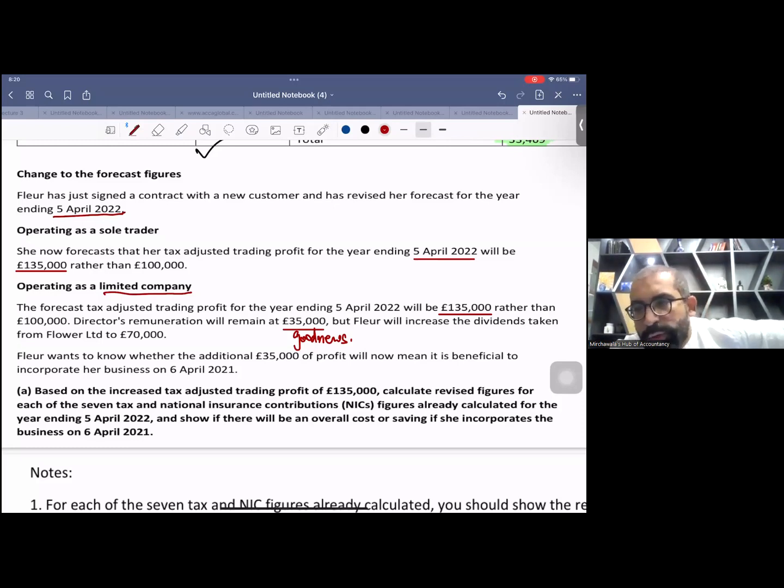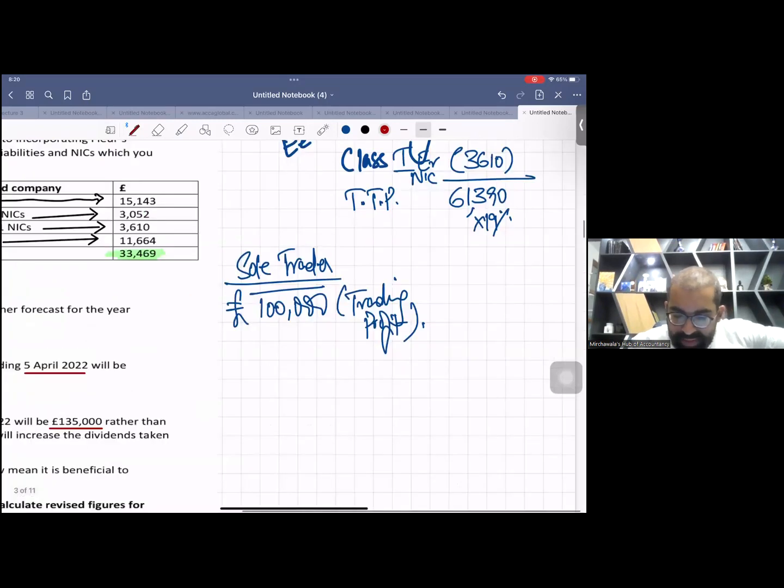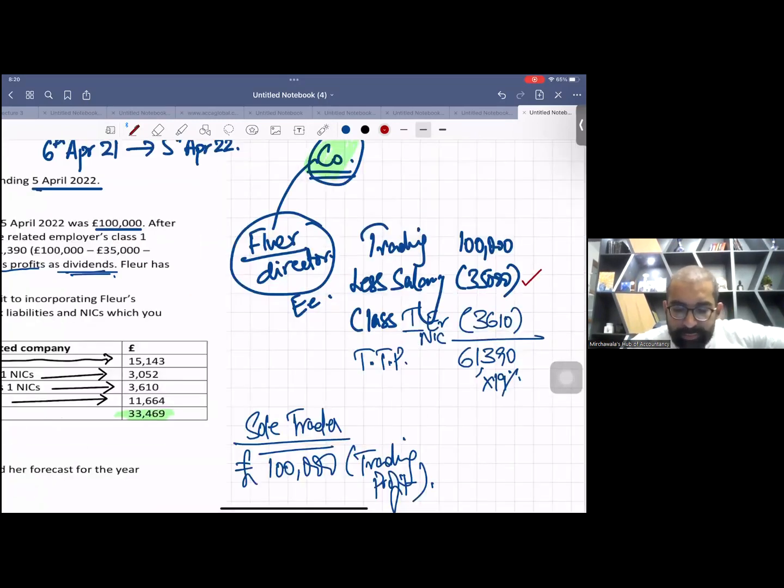And one more good news. Your allowed expenses will remain the same. See, for corporation tax purpose, again you have the same salary and again you have the same class 1 employer NIC. So your allowed expenses will remain the same. Just this trading profit will change to 135,000.